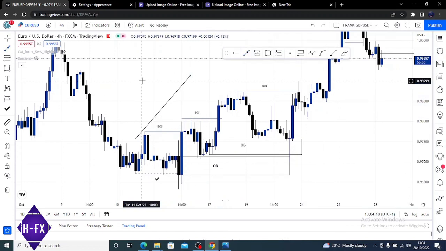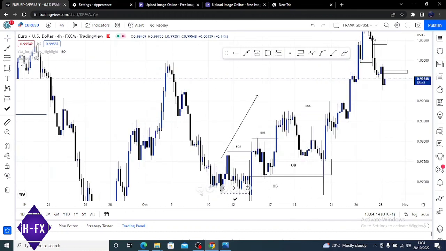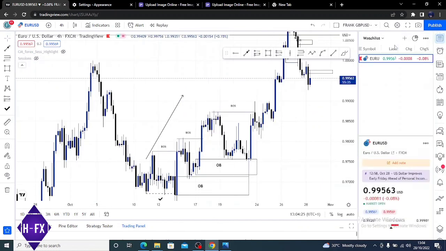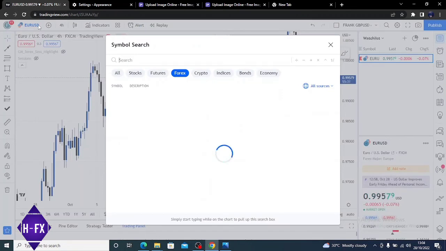So guys, that is it for order block. Like I repeat myself, order blocks are areas where the banks are willing to buy or sell from. If it is for the bullish order block, let me go back to my example.